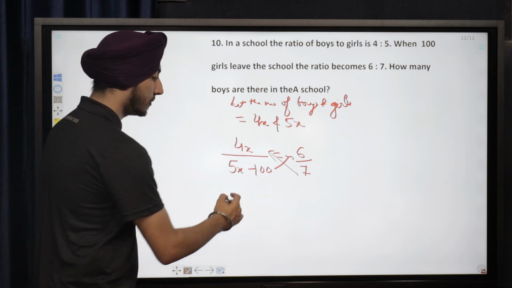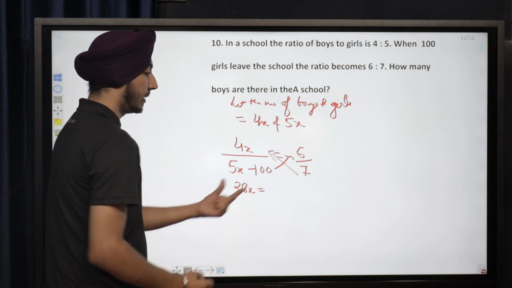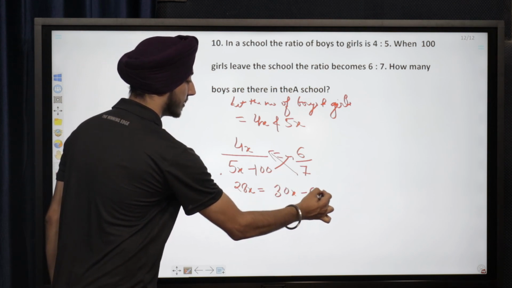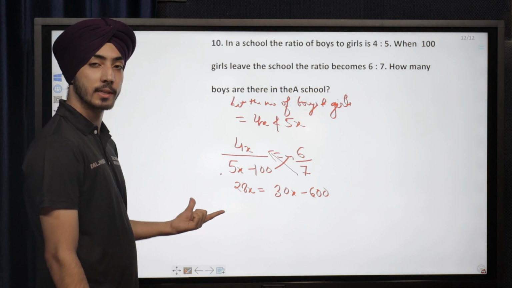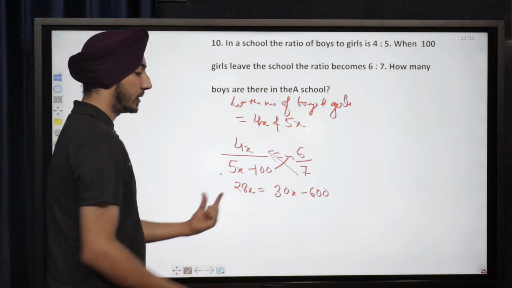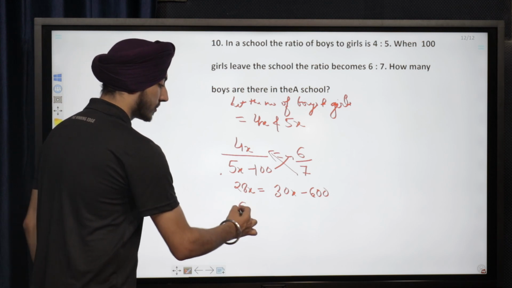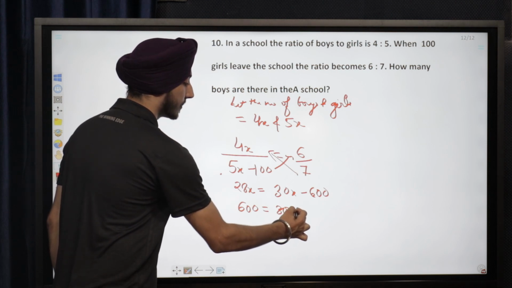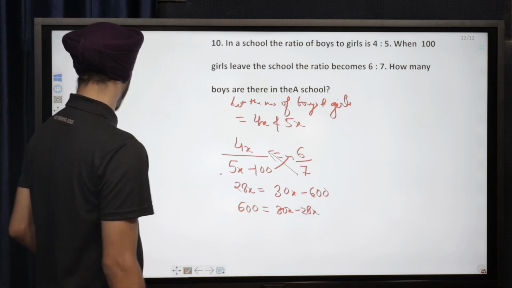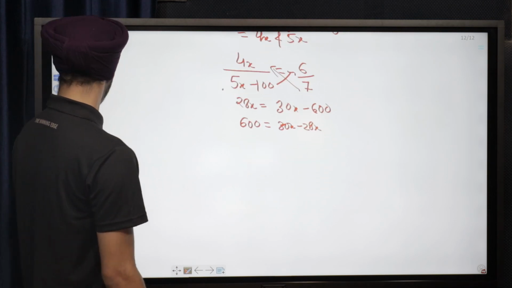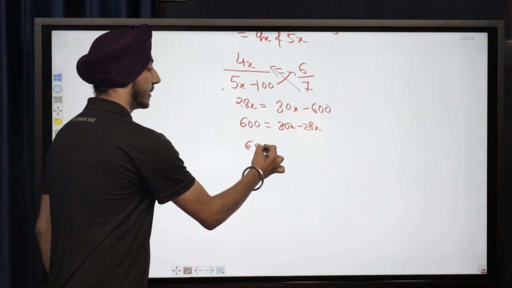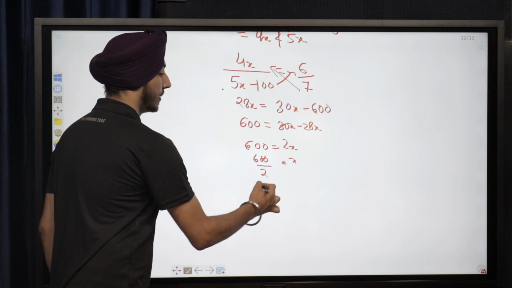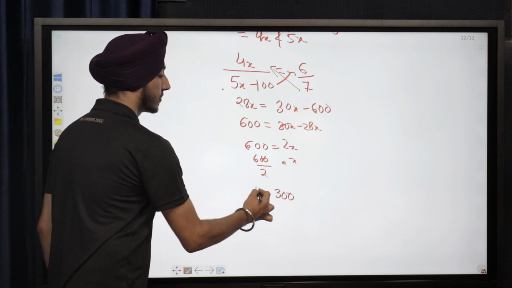So 7 4s will give you 28, so 28x equals 6 5s, 30x, and 6 into 100 will give you 600. So this is what you're getting on cross multiplication. Now let's take 28x on one side and 600 on the other side. So minus 600 comes this side, it becomes plus 600, and 28x goes on the other side. It becomes 30x minus 28x, which will give you 2x. So moving forward, 600 equals 2x and x equals 600 by 2, which gives you the number 300. So x is equal to 300.